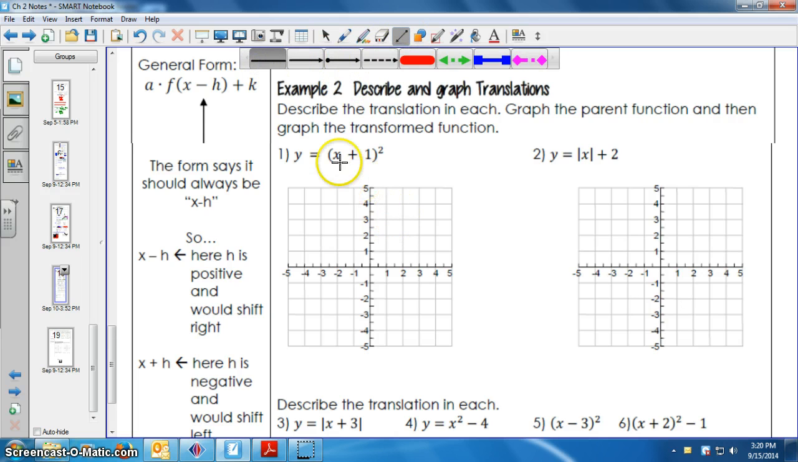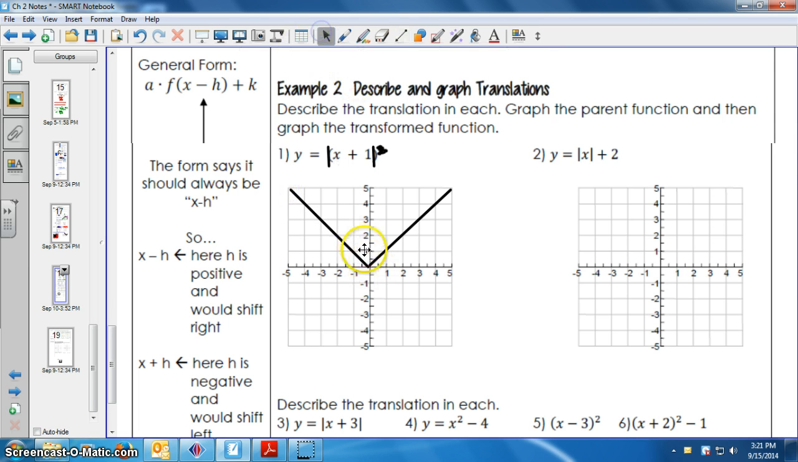So let's start with first just describing, and I'm going to change this. So here's our first change. Change this to absolute value and just get rid of that little square there. So ignore that. Okay, so we just have the absolute value of x plus 1. So our original absolute value, if you remember from the beginning, was just a V shape starting at 0, 0, and just kind of going out from there with a slope of 1.